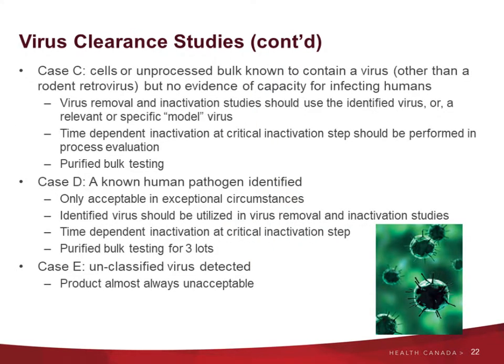As I mentioned, case C, D, and E are very infrequently observed. So case C is when there's a virus but no evidence of capacity for infecting humans. So in that case, virus removal or inactivation studies should use the identified virus or a relevant or specific model virus. Time-dependent inactivation at critical inactivation steps should be performed, and there should be purified bulk testing. Case D is when a known human pathogen has been identified, and this is only acceptable in exceptional circumstances. Case E is when an unclassified virus is detected and the product is almost always unacceptable.